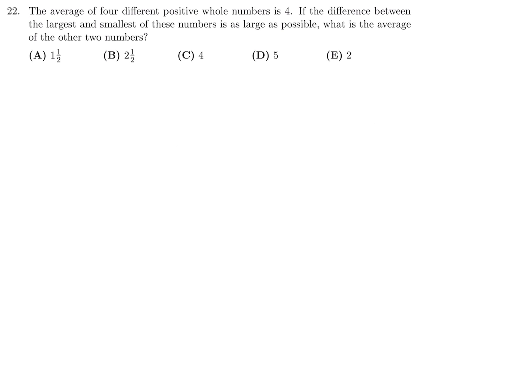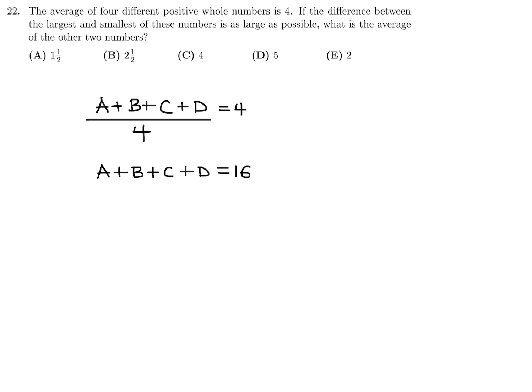The average of 4 different positive whole numbers is 4. If the difference between the largest and the smallest of these numbers is as large as possible, what is the average of the other two numbers? I'll let my numbers be A, B, C, and D, and they tell me that the average is 4. So that means I have to divide by 4 to get 4. If I cross multiply, I get A plus B plus C plus D is equal to 16, correct?